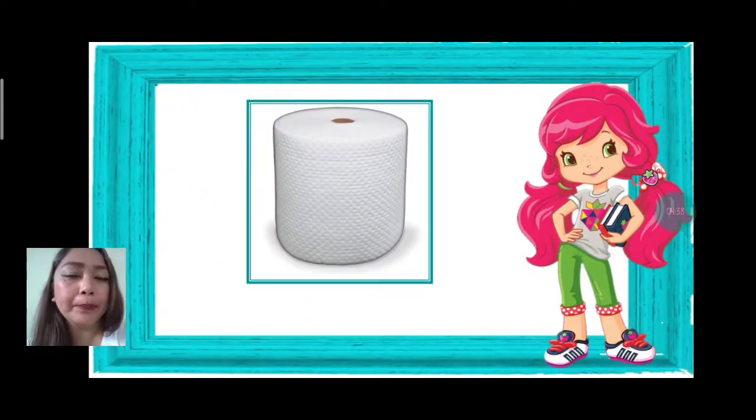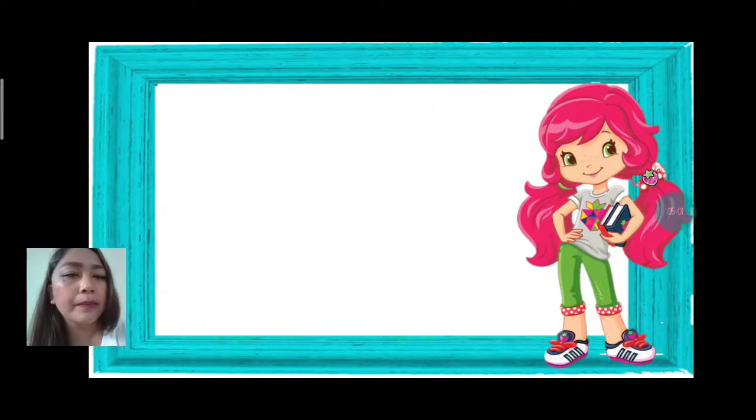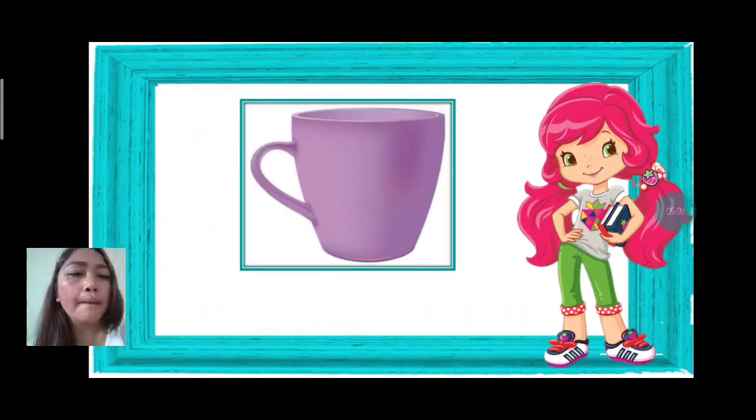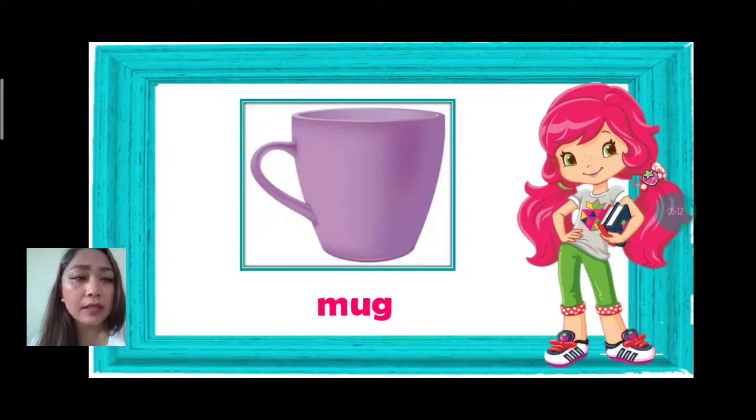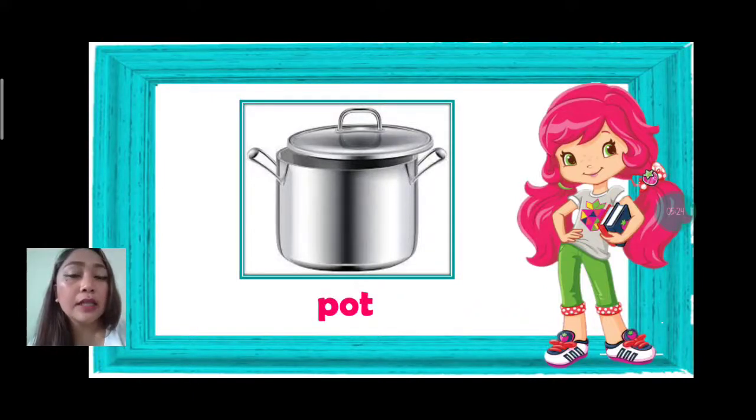Next we have tissue paper. Let's spell: T-I-S-S-U-E P-A-P-E-R. Tissue paper is an example of absorbent materials. Again, absorbent materials. Next vocabulary is mug. That's spelled M-U-G, mug. A mug is an example of non-absorbent materials. Again, non-absorbent. Next vocabulary, pot. Let's spell pot: P-O-T, pot. Good job. Pot is non-absorbent materials.